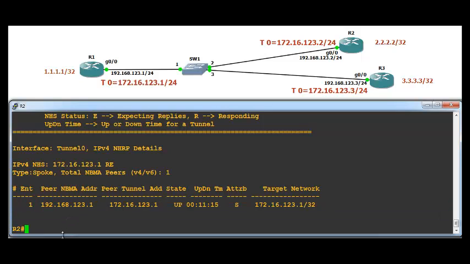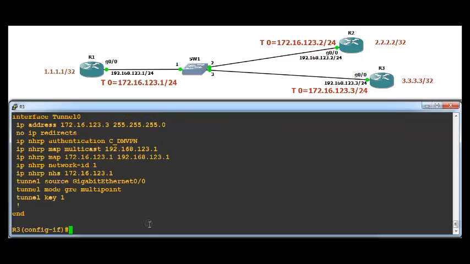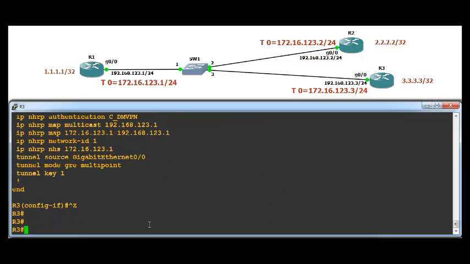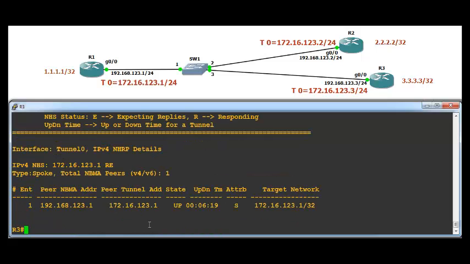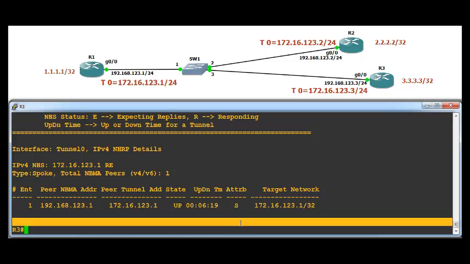That is R3 information. Likewise on R3, if you do show DMVPN, you don't see R2 here. But after some time we are going to ping between R2 and R3 and the ping will happen. After that, if you come and see here, you will see the other peer, not statically, but dynamically learned here through the hub router.